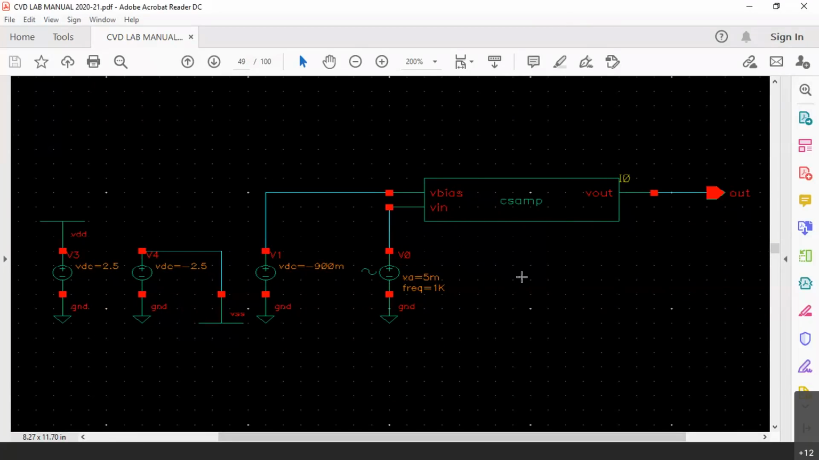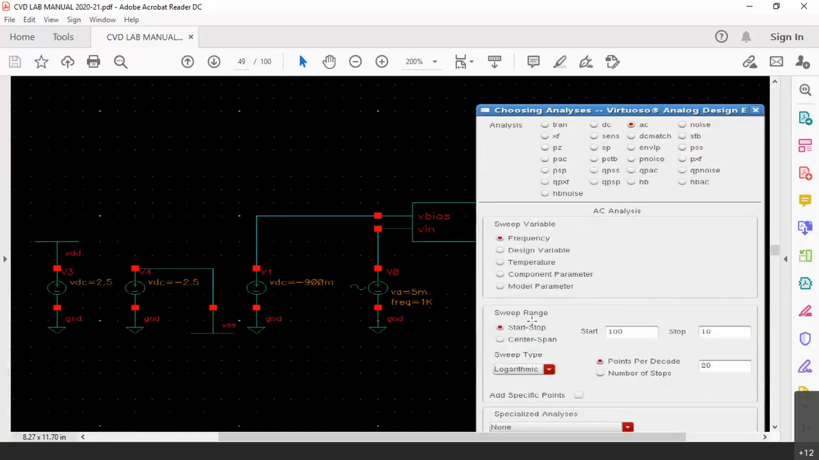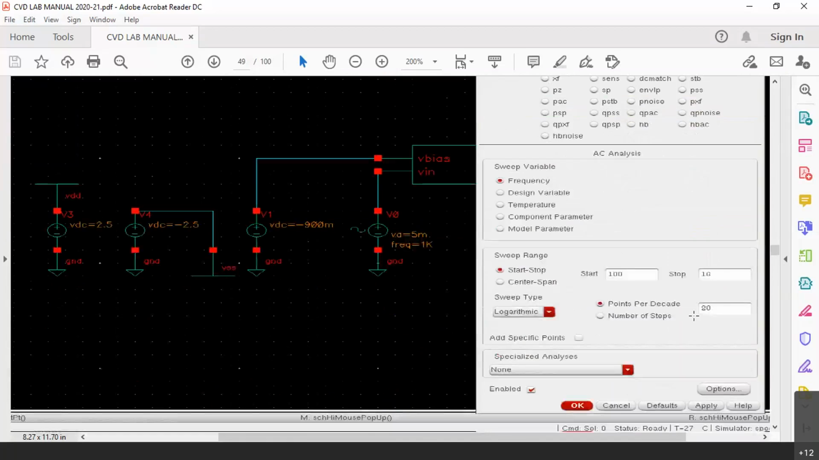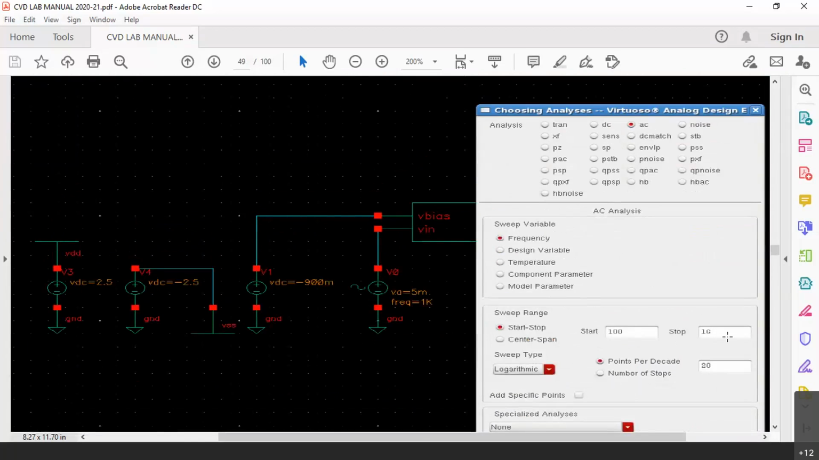Now coming back, you have this symbol and you have connected all the power supplies and inputs, and what you can do is directly go into the ADE, analog design environment, and you can set all the parameters. So in the ADE, for transient, for DC, for AC, you can set all these. You can have the sweeping range for the frequency from 100 Hertz till 1 gigahertz.